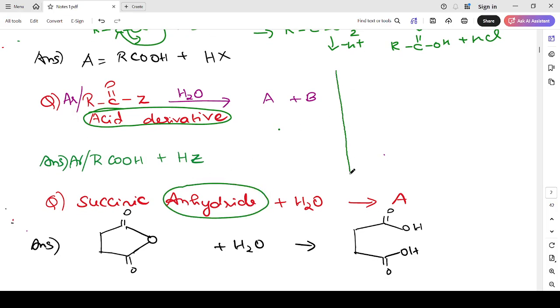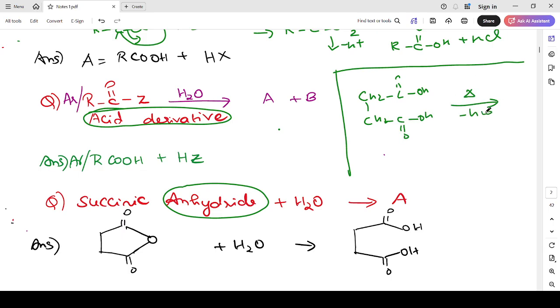Now, how do you actually synthesize an anhydride? From dehydration of the 2 carboxylic acids. Let me say I'm having succinic acid. I'm going to dehydrate it. What will you form? What you form here is anhydride.